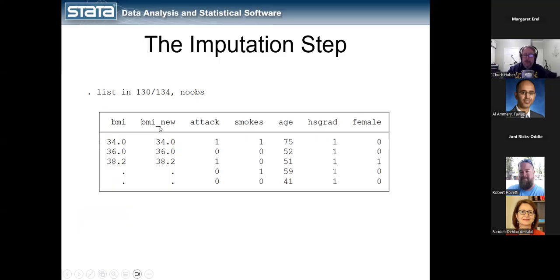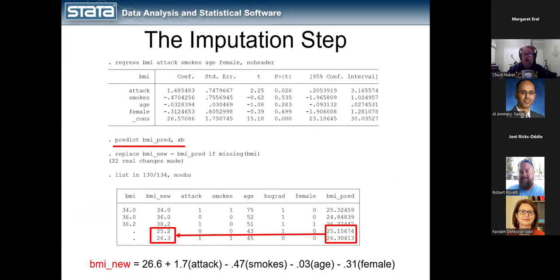Now let's take a look at the original data again. Imagine making that BMI new variable again, just like we did with mean substitution. What I'm going to do then is fit a linear regression model for BMI. BMI is a continuous variable. We're going to assume it's sort of normal-ish, or at least has normal residuals. We're going to fit a linear regression model for BMI using the predictor variables attack, smokes, age, and female. Notice heart attack is in there. That's our primary binary outcome of interest, and it's included in the imputation regression.